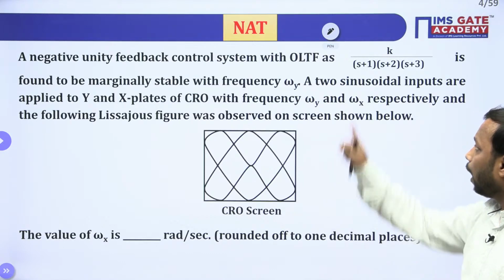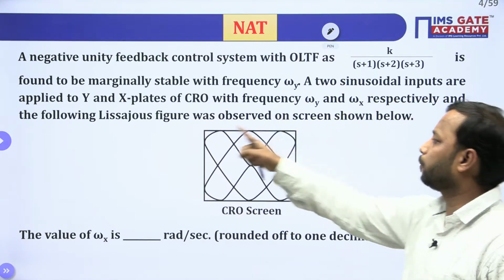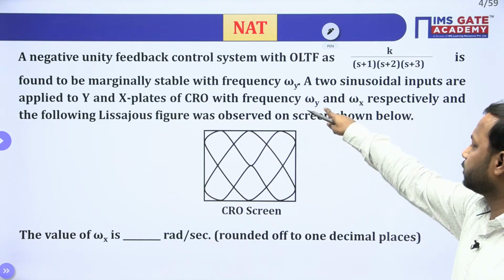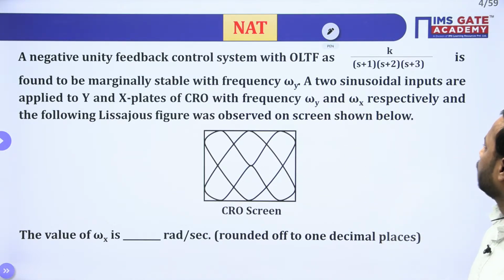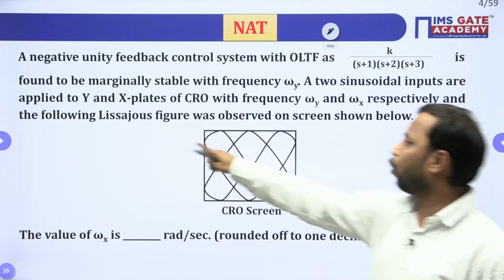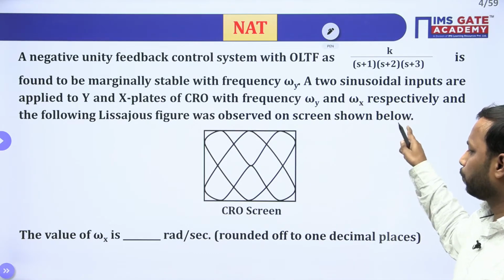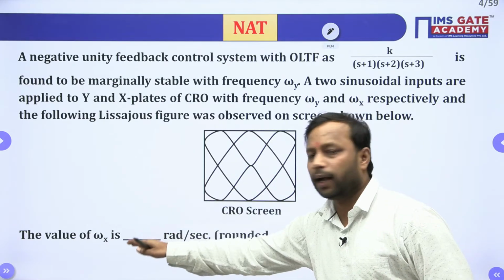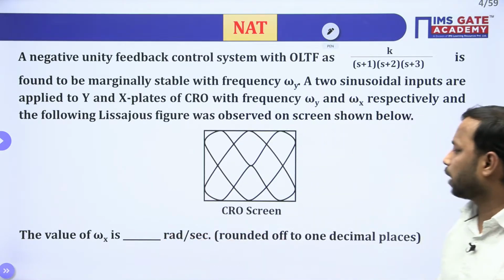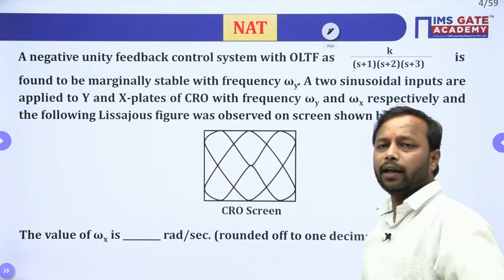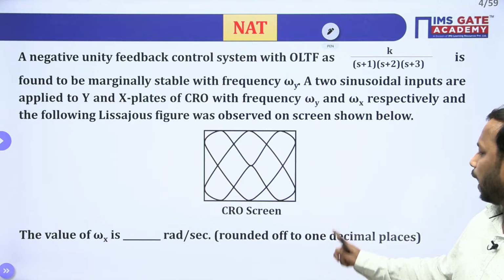This transfer function is found to be marginally stable with the frequency omega y. Two sinusoidal inputs are applied to the y and x plates of the CRO with frequencies omega y and omega x respectively, and the following Lissajous figure was observed on the screen shown below. The value of omega x is ___ radian per second, rounded to 1 decimal place. Whatever answer you get, round it off to 1 decimal place.